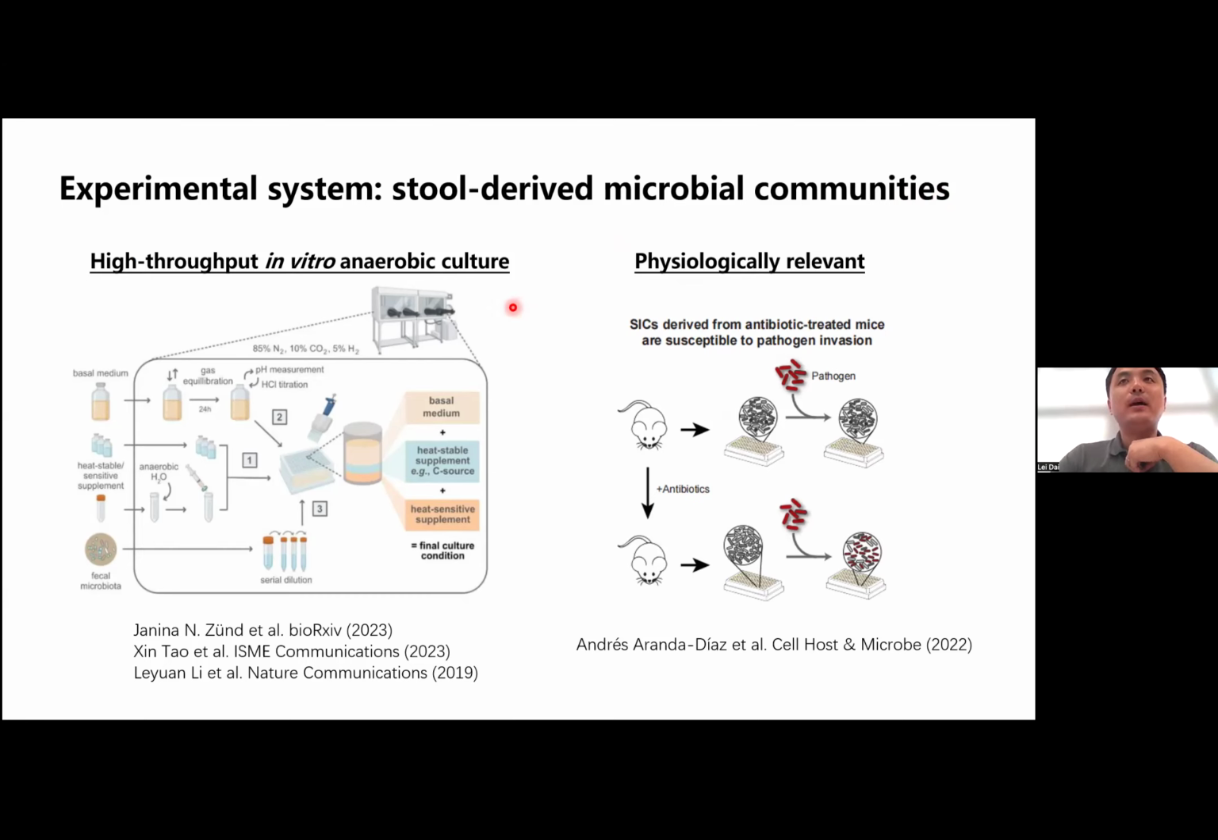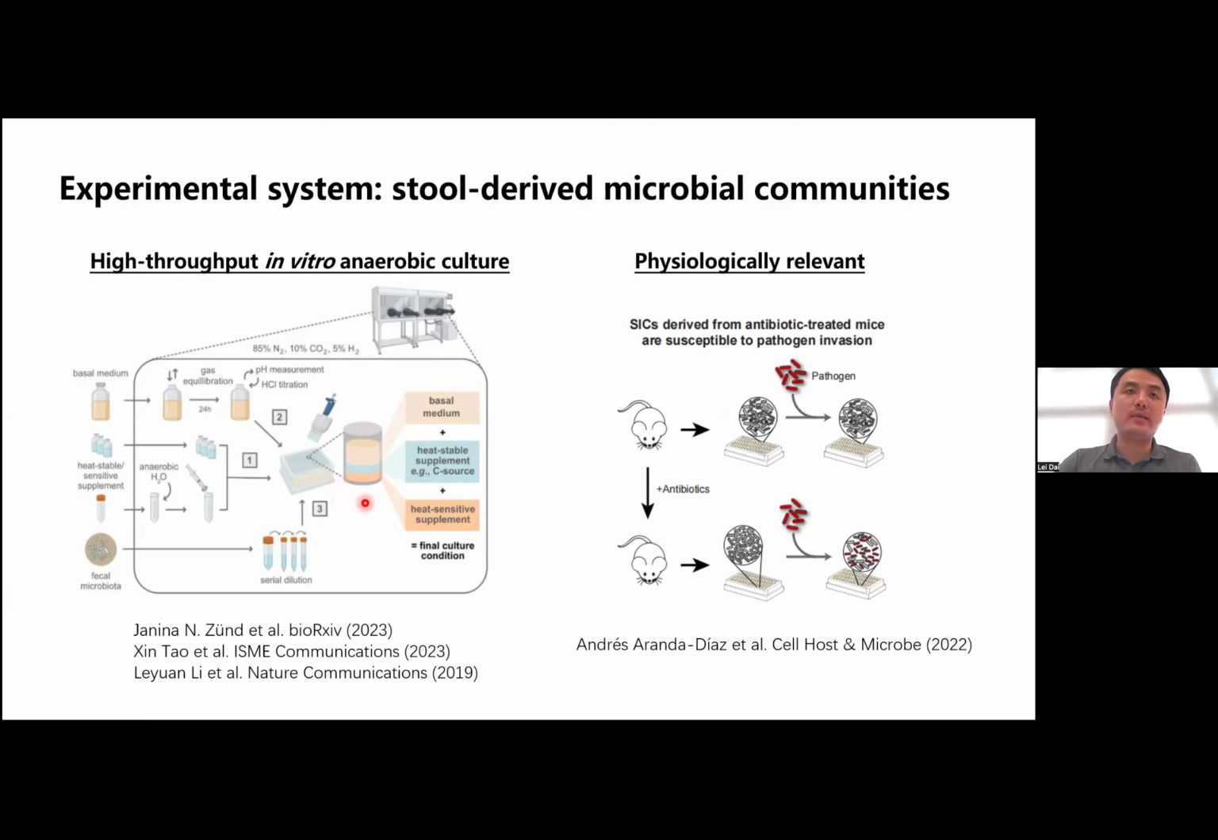And also, mice is also different from human, right? So we developed this high throughput in vitro anaerobic culture. Basically, we grew the gut microbes in an anaerobic chamber, filled with nitrogen, carbon dioxide, and some hydrogen. And then you can grow the microbes extracted from fecal samples in these 96 well plates.